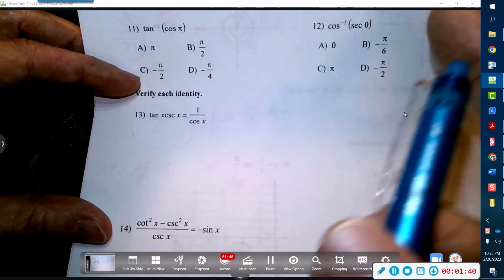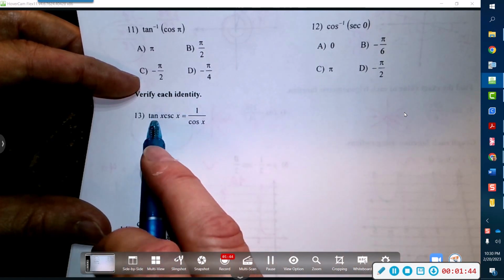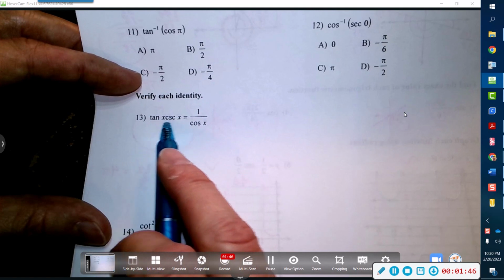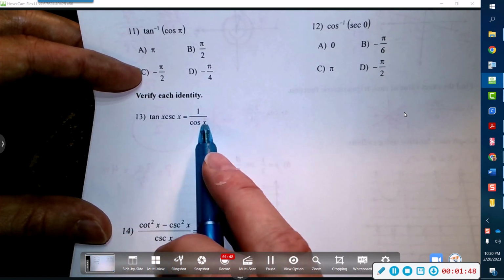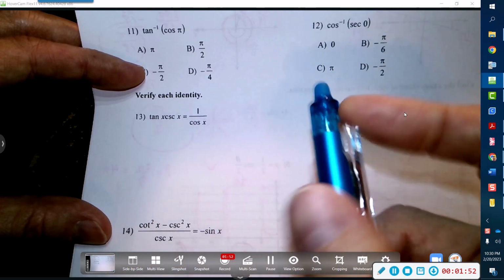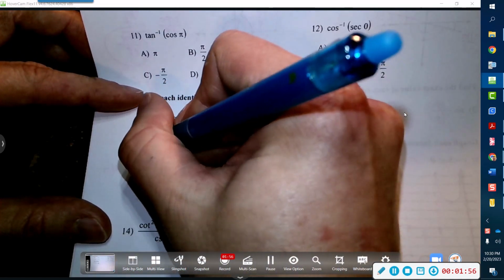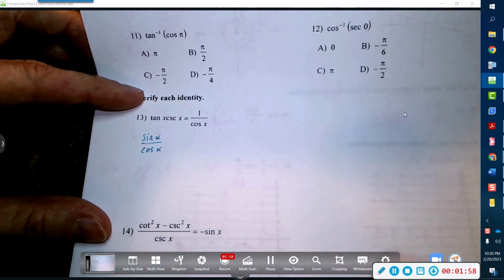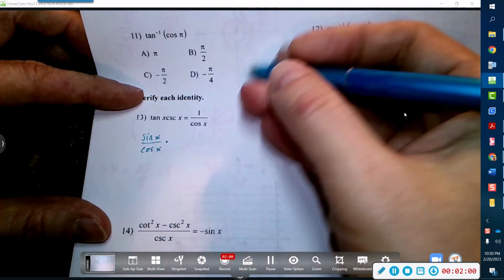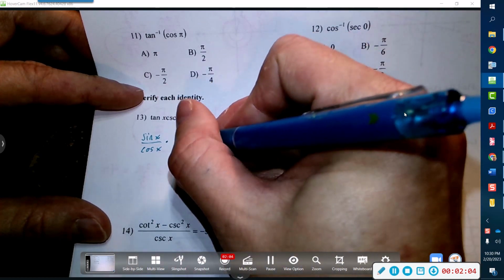I think it's easier to start on the left, so we'll go with the left and then work towards the right. This one is a little too simple to start with, so I'm going to go this way. Let's write him as he is: sine x over cosine x. And then this guy is being multiplied by 1 over, and cosecant is 1 over sine x.